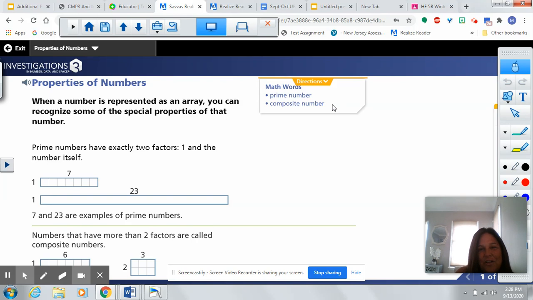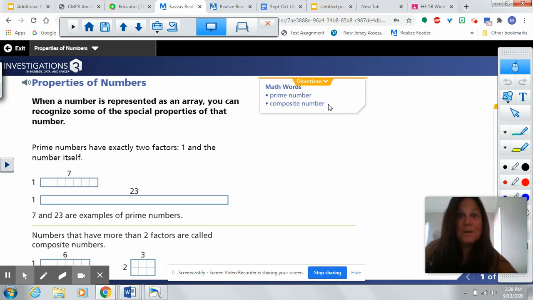So let's take a look at the next word, which is called composite number. Well, if a number is not prime, which means it only has two factors, right? A prime number only has two factors. But if a number is not prime, meaning it has more than two factors, it is called composite. So every number that is not a prime number is a composite number, meaning it has more than two factors. All right, let's get started.